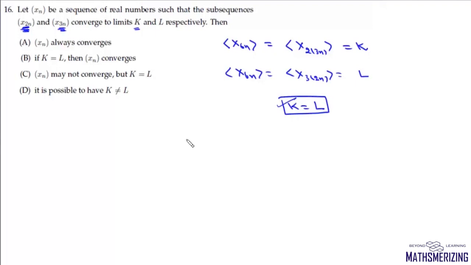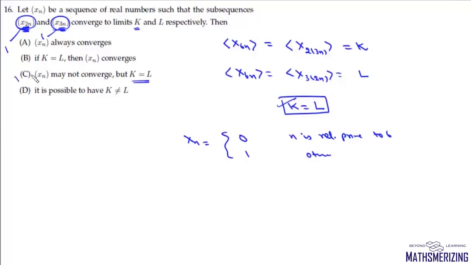Say for example, suppose we consider a sequence xn defined as 0 if n is relatively prime to 6 and 1 otherwise. In this case, the subsequence x2n converges to 1, x3n will also converge to 1, but the sequence xn will not be a convergent sequence.